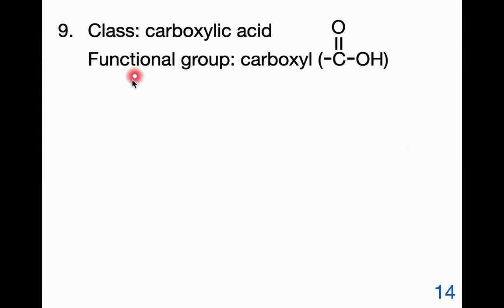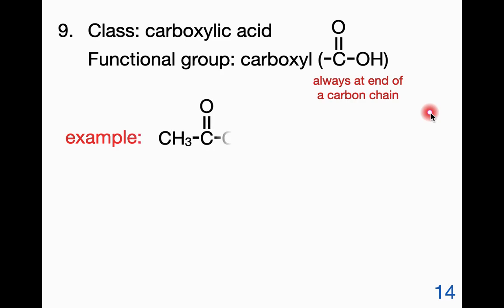Carboxylic acids have the functional group carboxyl. Now, carboxyl has both a double-bonded oxygen and an OH. So it's the carbonyl and the hydroxyl group, which means that the carbon only has one other bond. So like an aldehyde, it's going to occur at the end of the chain. So for example, this is a 2-carbon chain, and here's our carboxyl group.